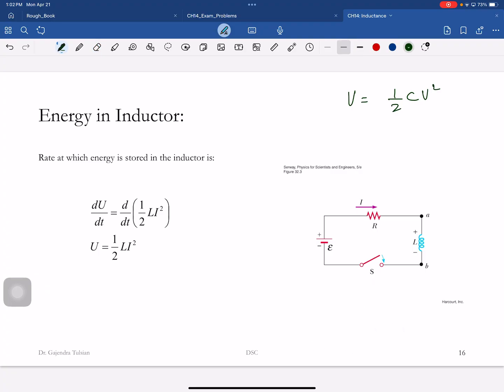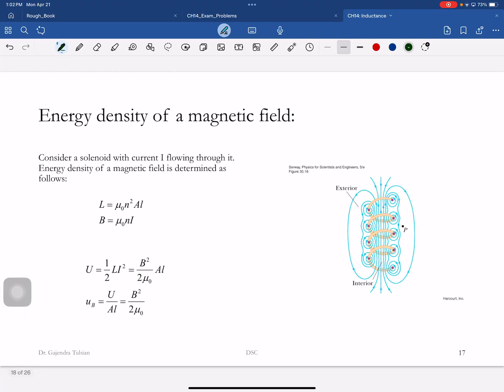All right. So the energy stored in an inductor when it's carrying a current I is 1/2 L I squared. In a capacitor, energy is stored in the electric field when a capacitor is charged. And in an inductor, with the current flowing, energy is stored in the magnetic field.